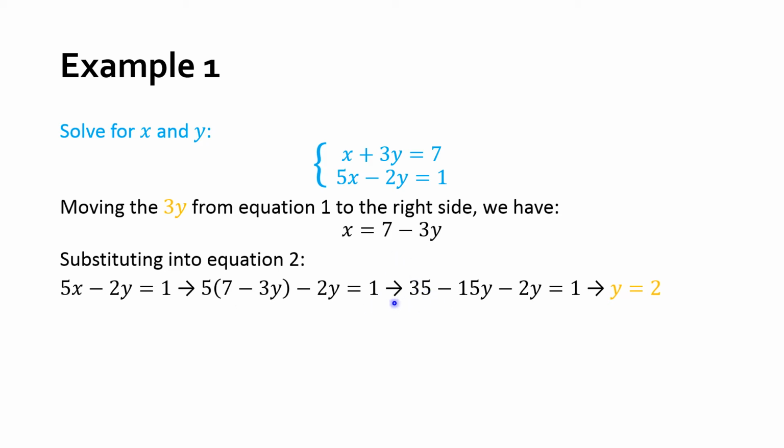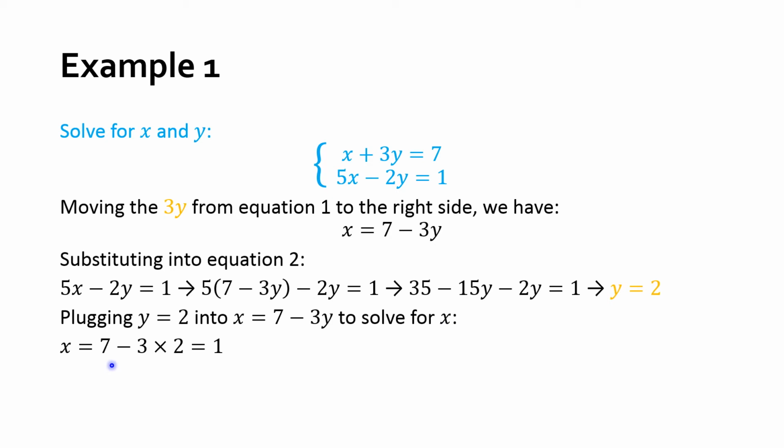And then we can expand this part, so we get 35 minus 15y minus 2y is equal to 1, and if we solve for this, we get y is equal to 2. Then plugging in y equals 2 to x is equal to 7 minus 3y to solve for x, we have x is equal to 7 minus 3 times 2, which is equal to 1. So (2, 1) is the solution to the problem.